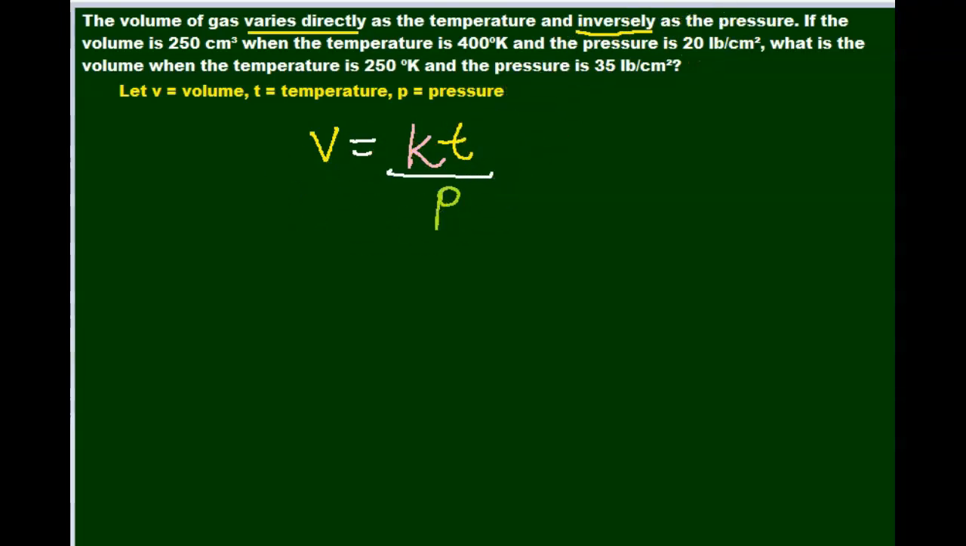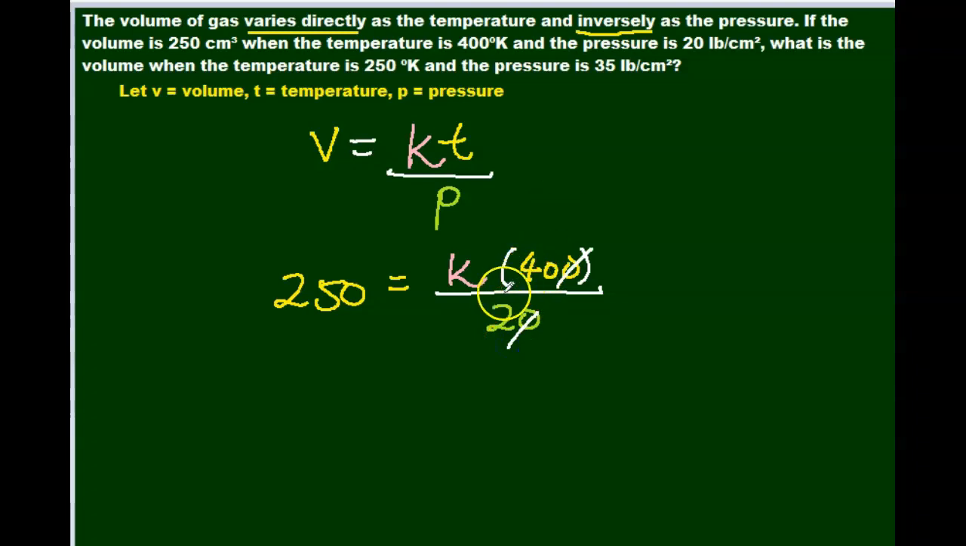to the pressure. So in almost all cases, what we're going to find is our K first before we find our final solution. And in order to do that, we're going to plug in all our given variables to find K. So here we're told that volume is 250, K is unknown, and that's what we want to find. T is 400, and P is 20.